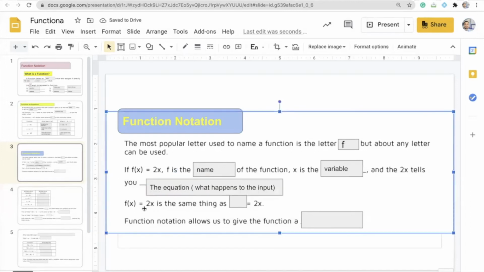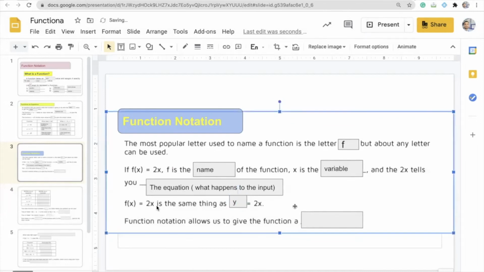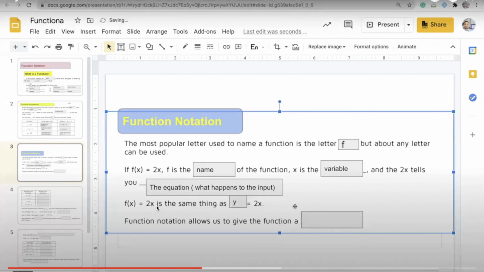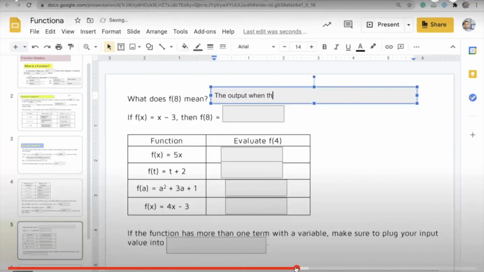Now f(x) equals 2x is the same thing as y equals 2x. I'm telling you, it makes no difference in math whether you write y equals 2x or f(x) equals 2x. They are the same. So f(x) and y are the same. So f(x) is the nickname of y. Now evaluate, I'm telling you.